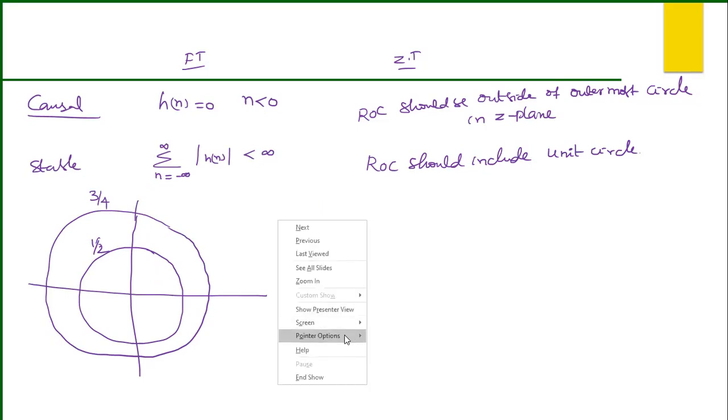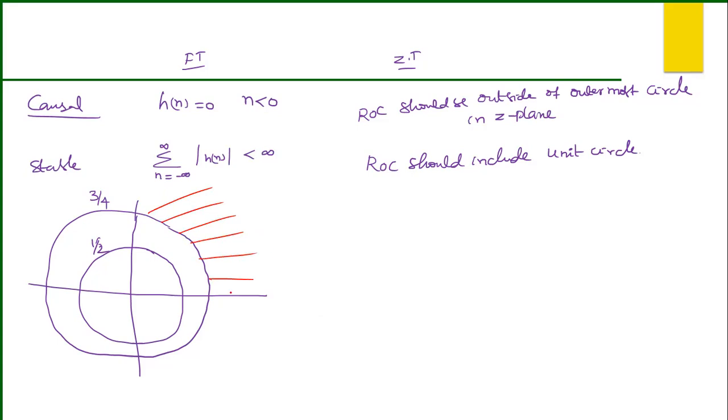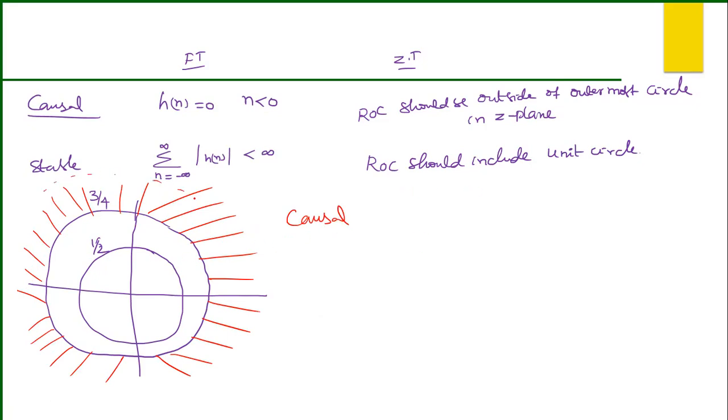The ROC, for example, if they give the ROC here, tell me whether the system is causal or not. ROC should be outside of the outermost circle. Yes, this ROC is outside of the outermost circle. That means this is causal. Now, where is the unit circle? Unit circle is somewhere here. Is the ROC including the unit circle or not? Yes. That means this is causal and stable.